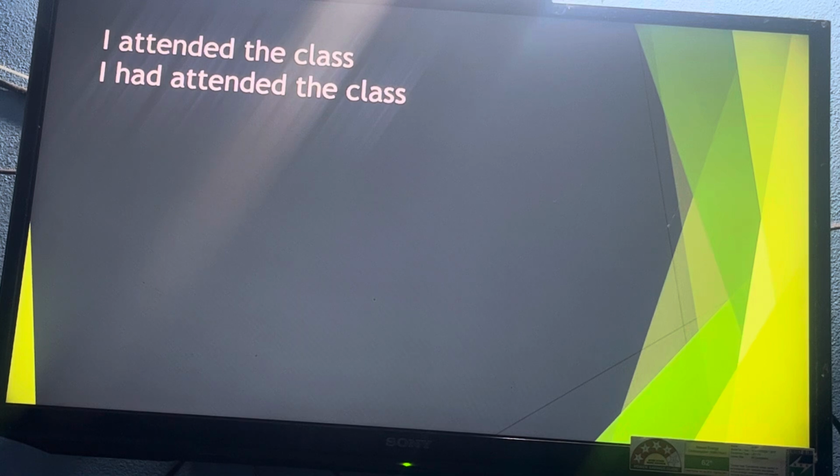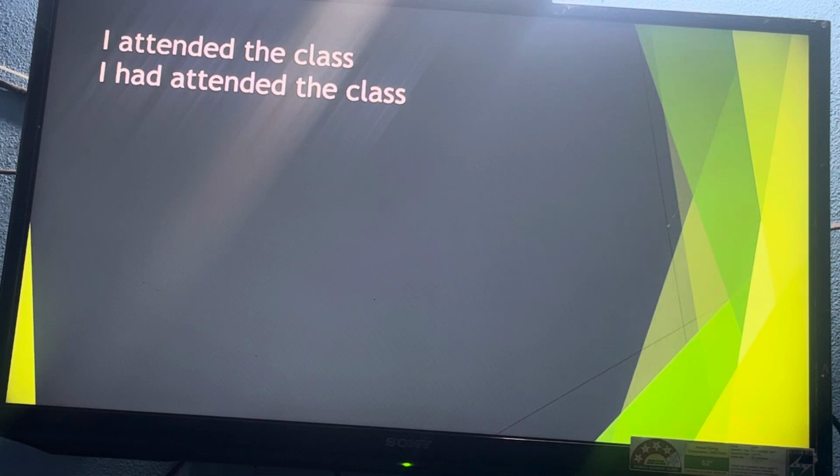In order to know about the past perfect and its importance, first we need to understand these two examples. That is, I attended the class and I had attended the class. What is the difference between these two? If I say I attended the class, it means the event got completed in the past. And even if I say I had attended the class, the meaning goes the same, that is, event completed in the past.